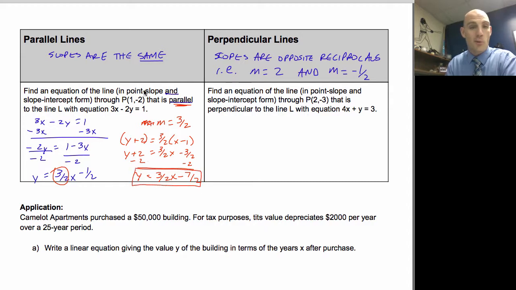And guess what? Point slope and slope intercept form. Look at this. Boom. Point slope and slope intercept. One leads to the other. Awesome times.